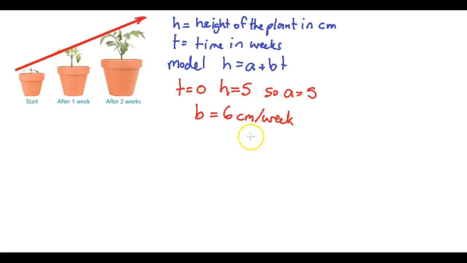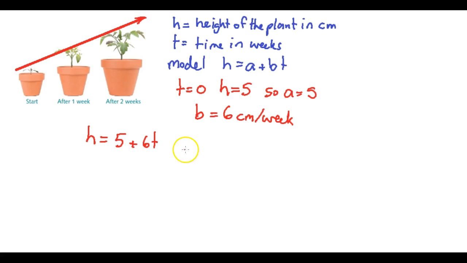Notice now that the slope has units of measurement associated with it. The change in y, in this case h, is measured in centimetres, so that's at the top, and the change in time measured in weeks is at the bottom, so it's centimetres per week. So the model for our tomato plant is h equals 5 plus 6t. Now, when we do linear modelling, our normal straight lines go on forever in both directions. They're not restricted. But in real life situations, in a lot of modelling situations, we do want to restrict them.